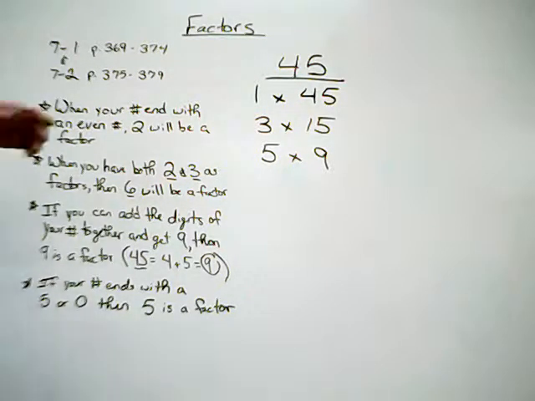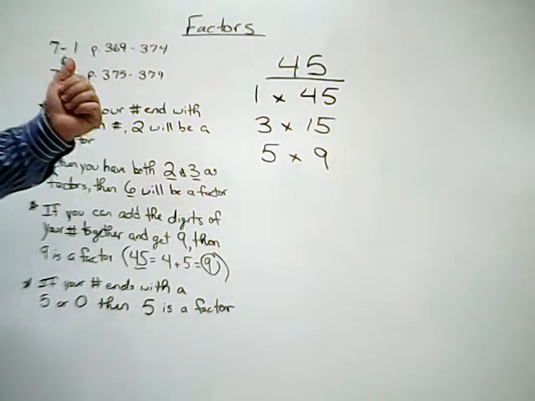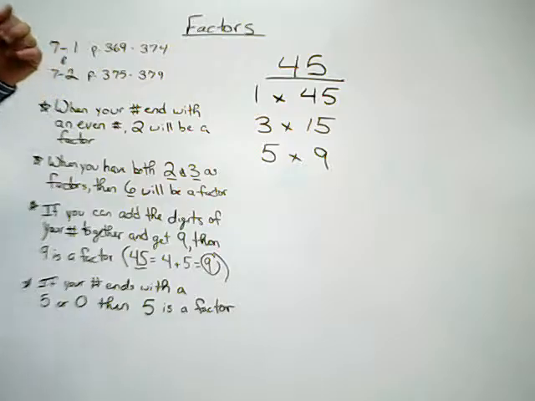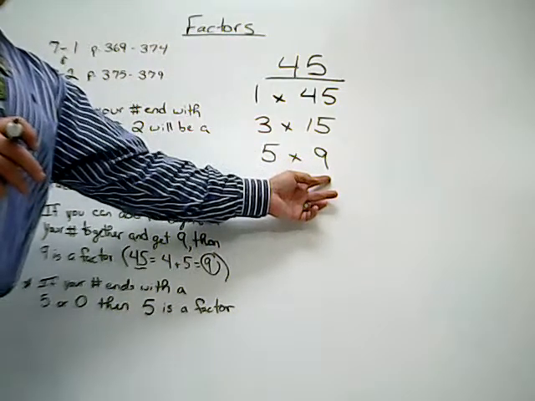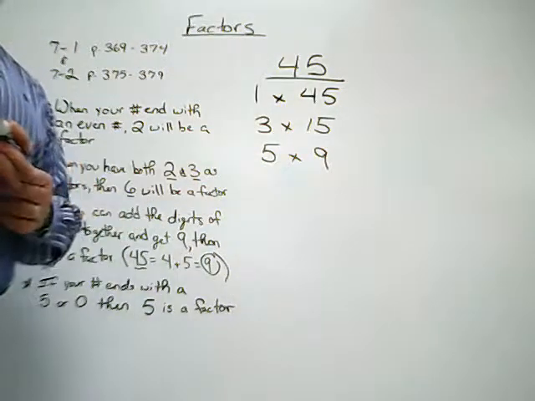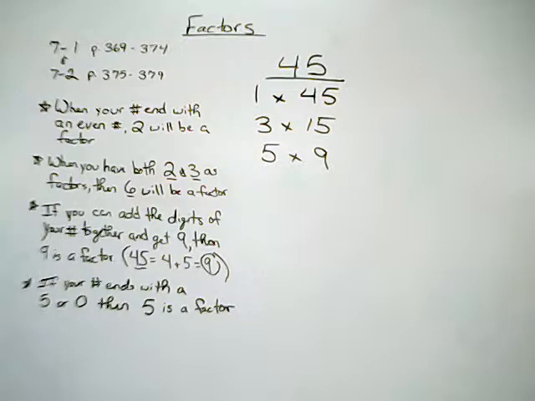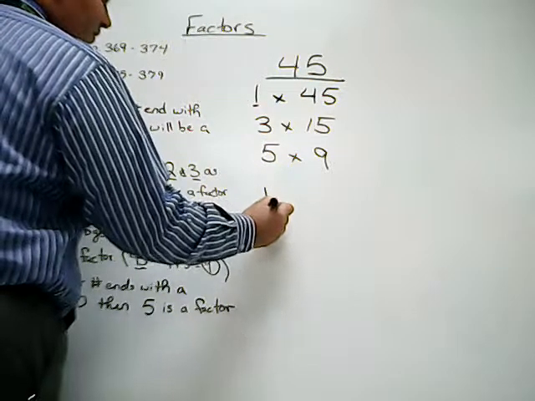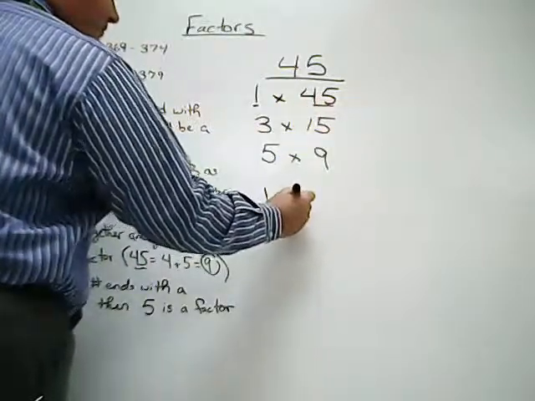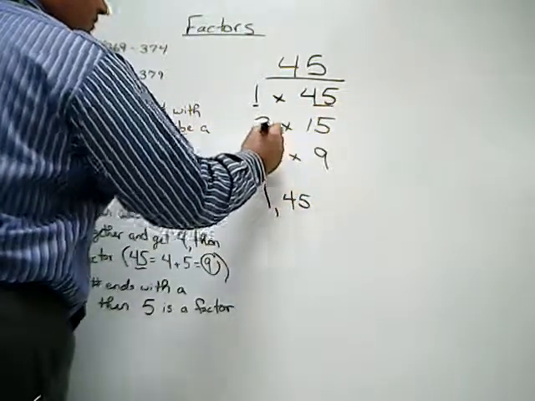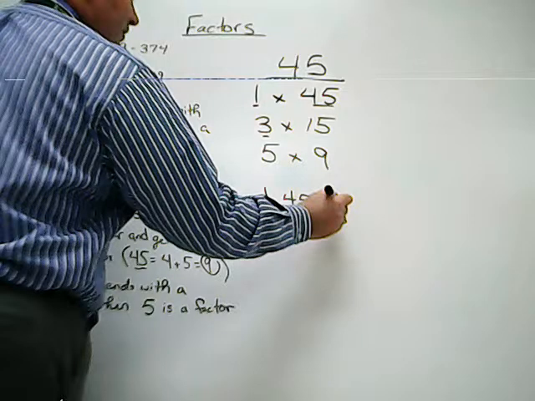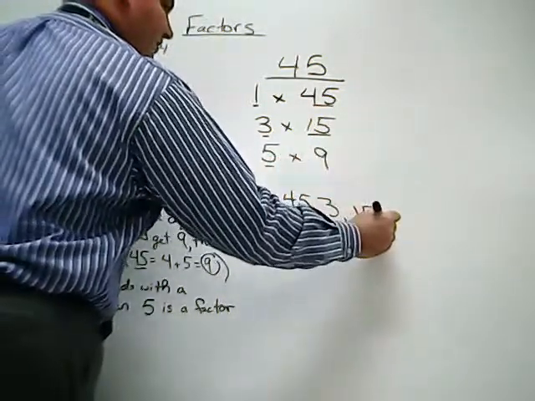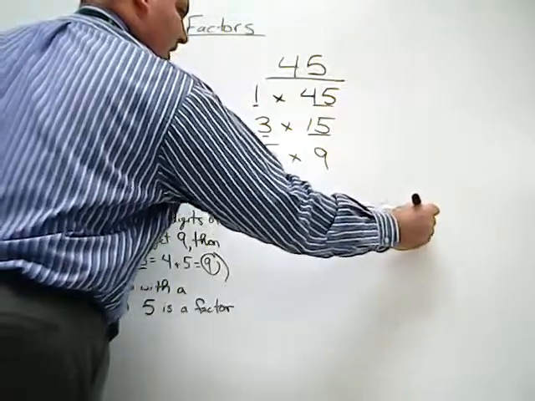If I skip count by 7s, I'm never going to say 45. If I skip count by 8s, I'm never going to say 45. And here I am at 9, so I don't need to go any further. So the factors of 45 are 1, 45, 3, 15, 5, and 9.